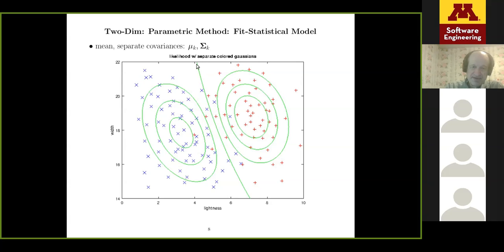This separator line is curved, and in fact it should be a quadratic. So this allows slightly more flexibility in the separator, but at the cost of keeping more numbers associated with the data. So this gives you an idea of what happens if you use a purely probabilistic analysis, try to fit a Gaussian probability distribution to each data set.